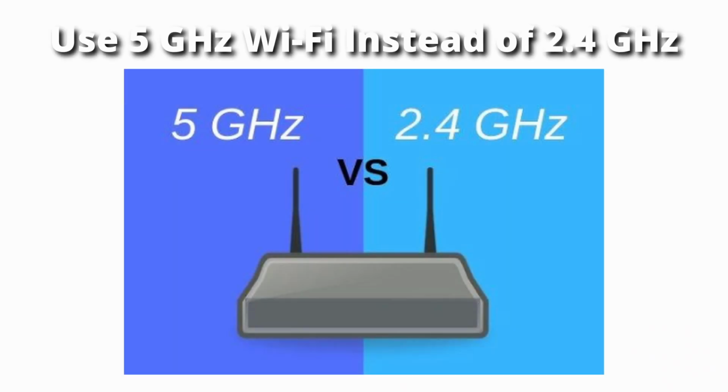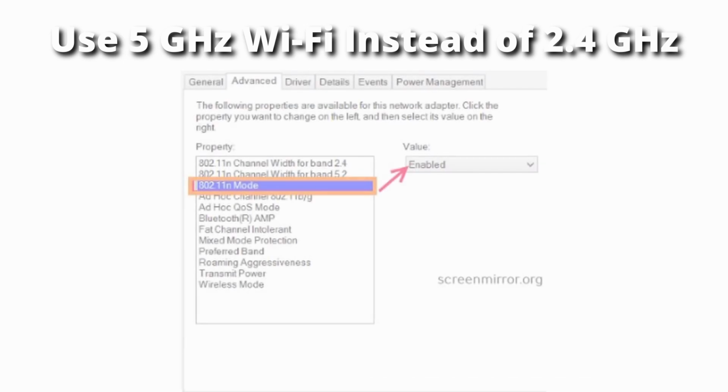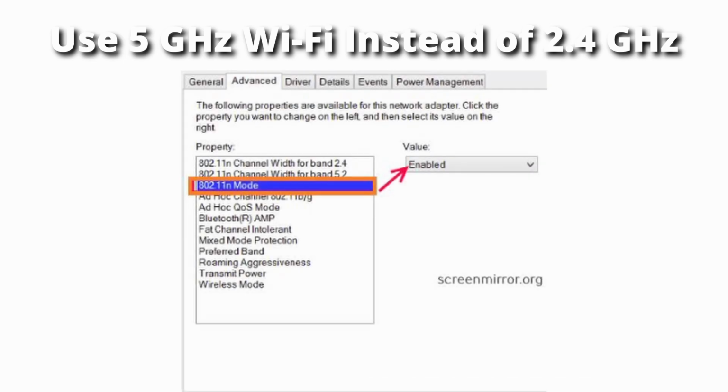Second, use 5 GHz Wi-Fi instead of 2.4. 5 GHz is much faster and usually has lower latency for screen mirroring. Connect both devices to the same 5G network, avoid guest Wi-Fi networks, enable Wi-Fi 5 or Wi-Fi 6 if available.